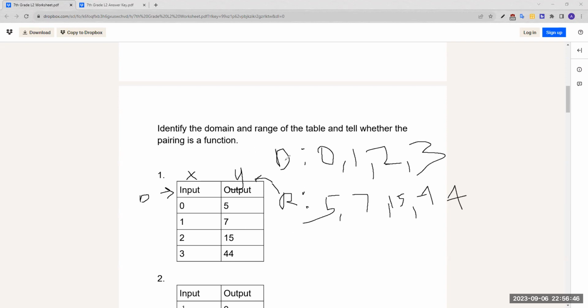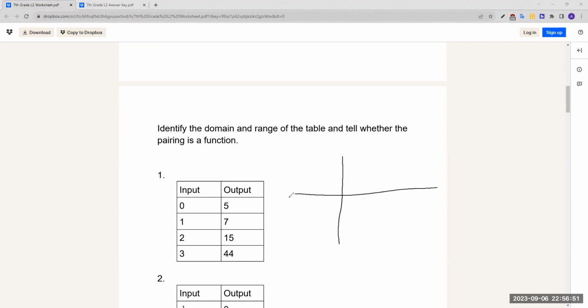To tell whether the pairing is a function, we can do a graph, just a sketch real quick. Now we do a vertical line test. We draw a vertical line going all the way down, and since the vertical line only touches the graph once, it passes the test, and that means it's a function.